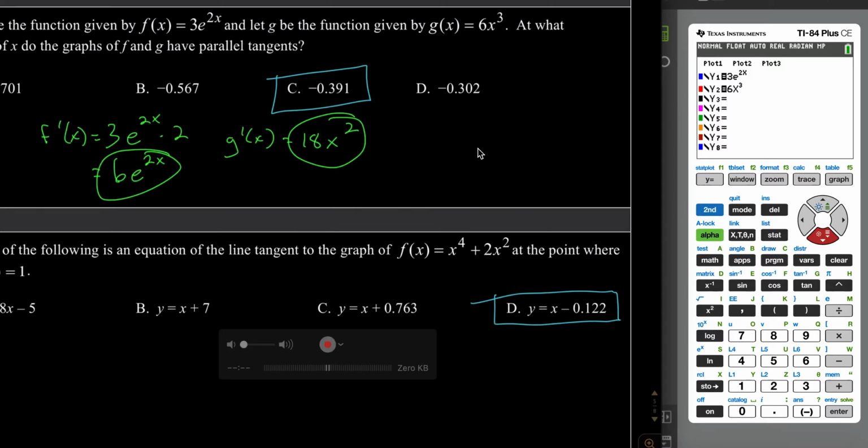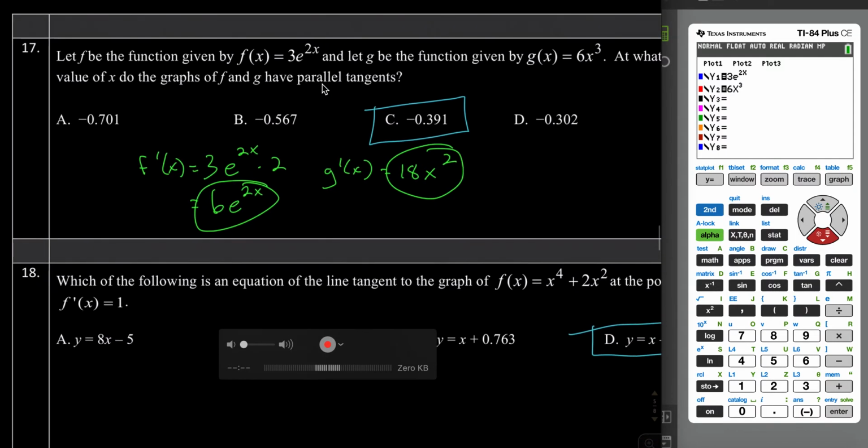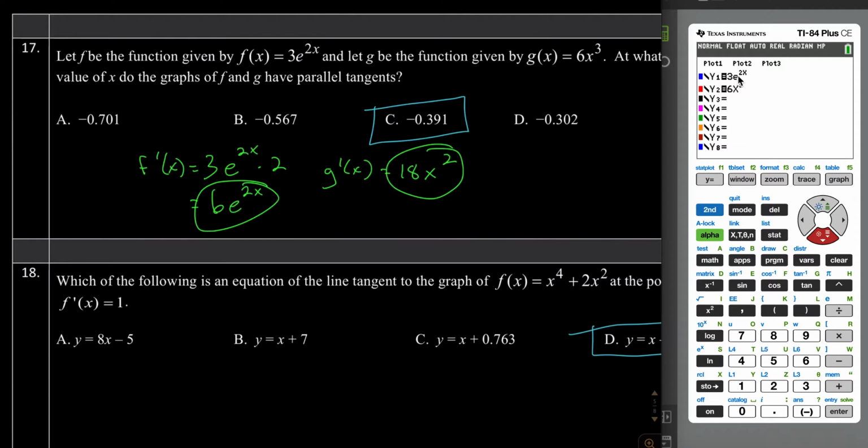But if you want to see how you can use the calculator to even do the derivative part here, I'm going to do that. So I put in my two original functions, f and g, into y1 and y2. y3, I'm going to make be the derivative. It's going to graph the derivative of f. It's going to be f prime of x.